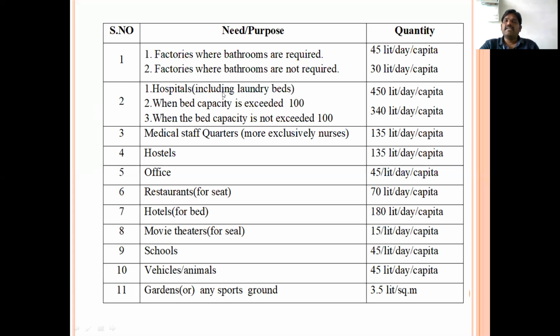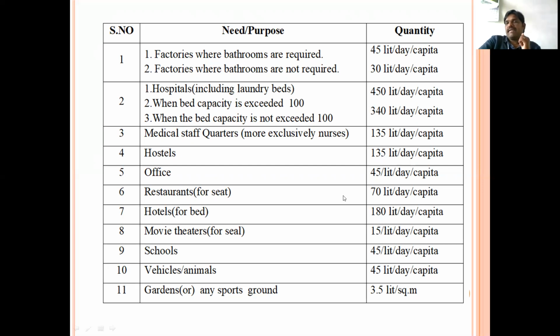Coming to hospitals having laundry beds, 450 liters per day per capita. When bed capacity exceeds 100, 450 liters per day per capita, and when bed capacity does not exceed 100, 340 liters per day per capita. Medical staff quarters is 135 liters per day per capita. Hostels, for every person, 135 liters per day per capita.